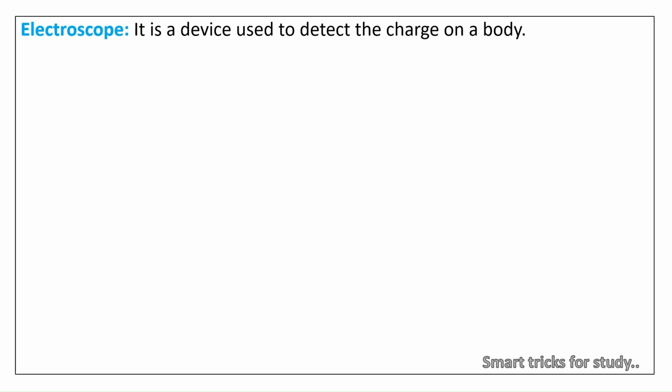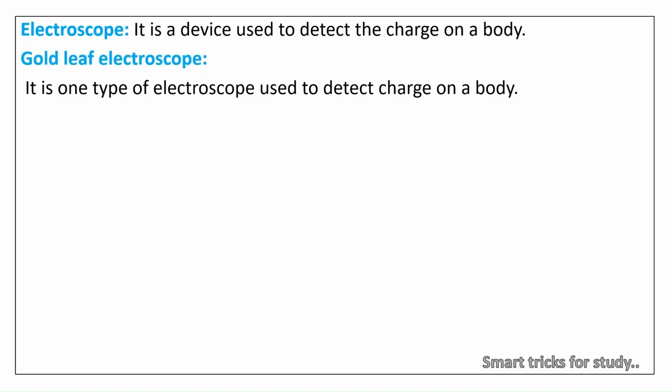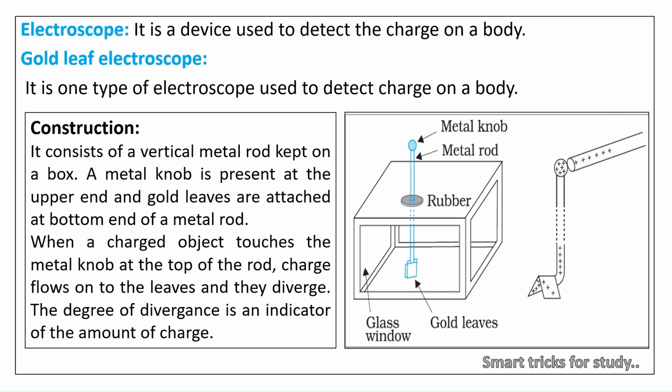Electroscope. It is a device used to detect the charge on a body. Gold leaf electroscope. It is one type of electroscope used to detect charge on a body. Construction. It consists of a vertical metal rod kept on a box.